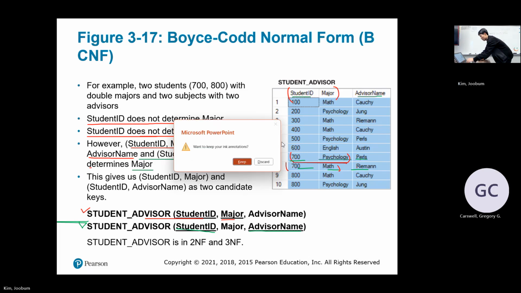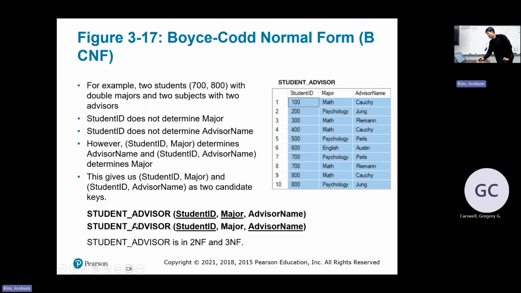So those are student advisor in second normal form and then third normal form, right? What do you think? Is it in second normal form? Second normal form: part of the composite primary key cannot determine non-key attributes. So part of the composite primary key, can student ID determine advisor name? No, we said student ID cannot determine major.